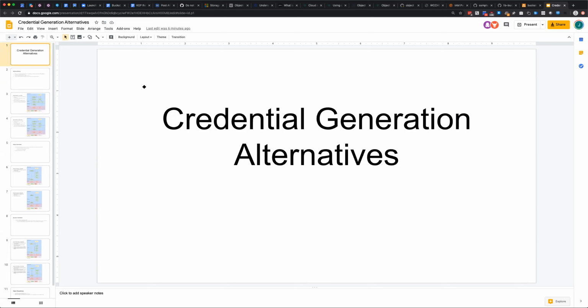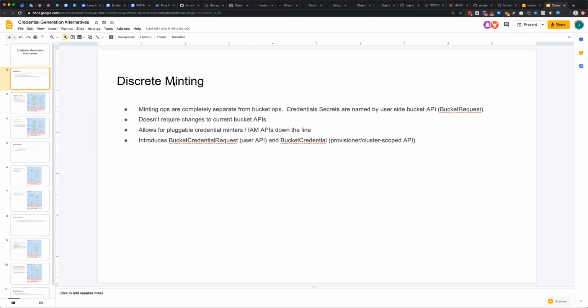So I think the approach we're trying to take is a minimalistic sort of change to the API, since we're not trying to write a full-fledged IAM operator, but we're still trying to enable credential minting specific to buckets. There's at least some amount of IAM ops that have to happen. I'm not going to get into those very much in the slide deck, but hopefully the conversation will lead to that. So the first one I call discrete minting.